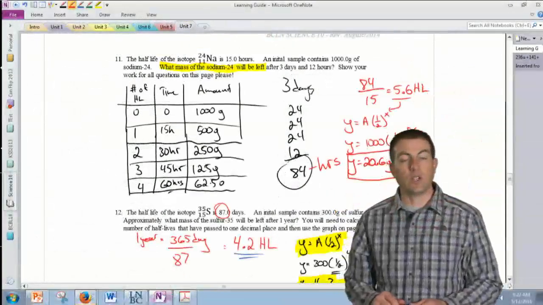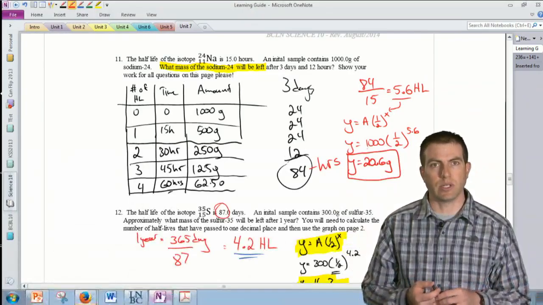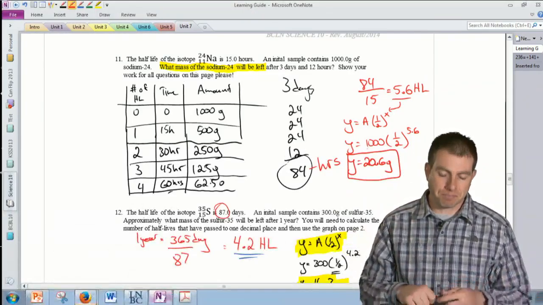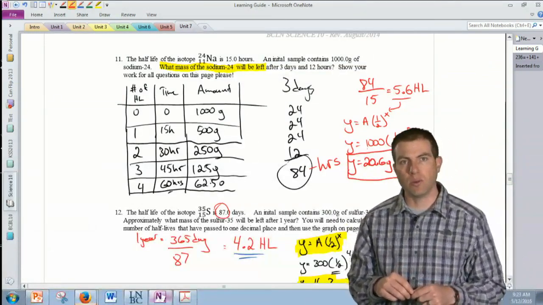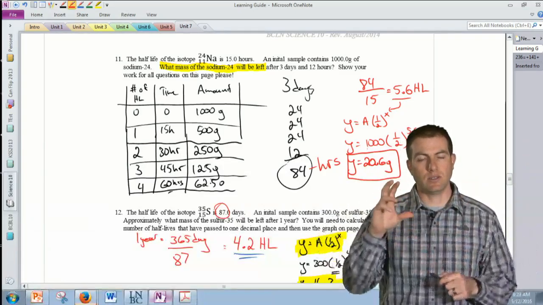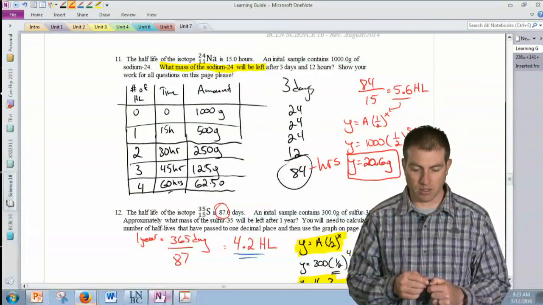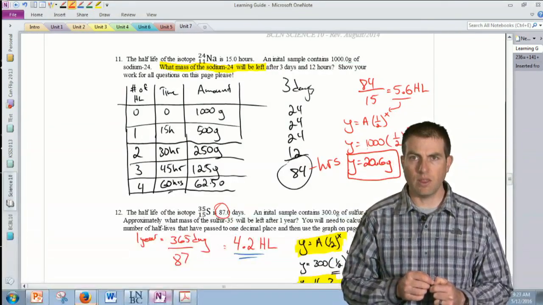So we started with a table. It was 5.6 half-lives, so we were kind of midway between the 5 and 6 point. If you're on a test and you don't remember the formula, but you're midway between 5 and 6 and you can pick the closest answer, that would probably be your best bet on a question like that. So there you go.